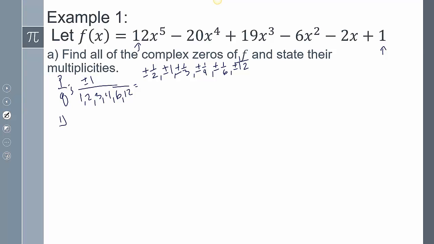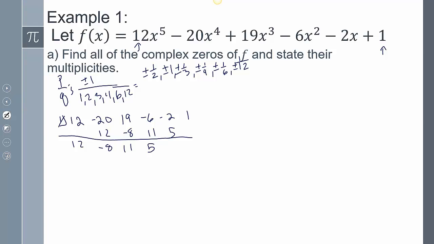So what if I try positive 1? You go through and you're going to have to spend all this time setting it up to divide. So bring down the 12, multiply, add, multiply, add, multiply, add, multiply. Okay, it's not going to work. Let's try positive 1/2.